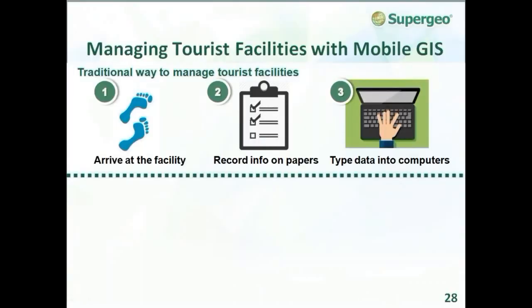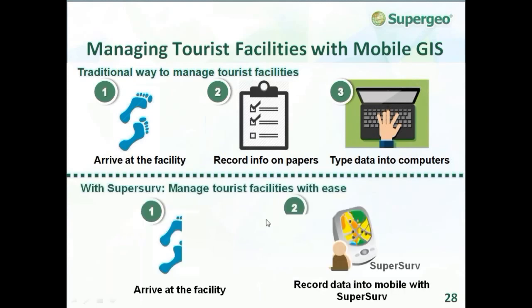Traditionally, staff have to move to the facility and record the information about the facility on paper, and maybe also take pictures. After finishing recording, staff have to type the information into computers. If facilities are located sparsely, they need to ask someone to organize the information. It takes a lot of time.